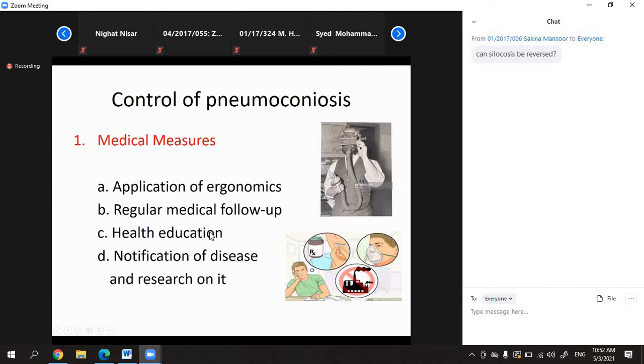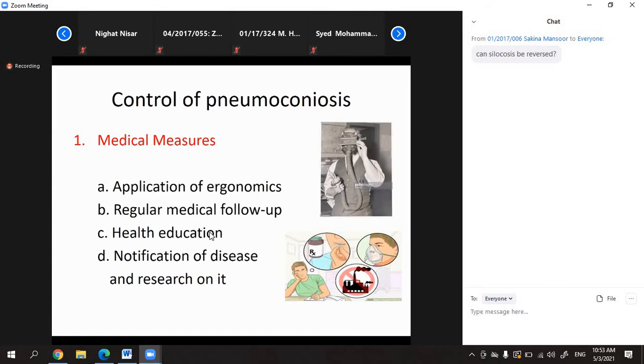Now, we are done with the major types of pneumoconiosis: anthracosis due to coal dust in coal miners, silicosis due to silica dust, bagassosis in sugarcane industry workers, byssinosis in the cotton dust industry, and then farmer's lung, which is due to inhalation of grain dust. So now, how can we apply preventive measures and control pneumoconiosis, which is our today's topic? Medical measures include application of ergonomics.